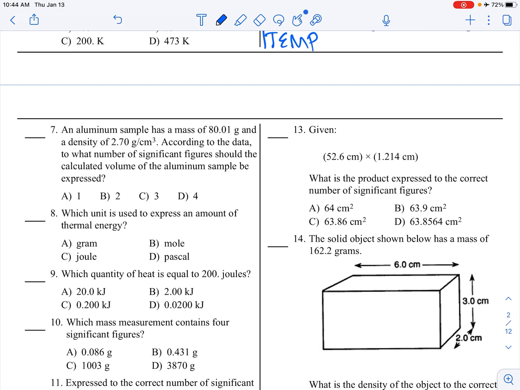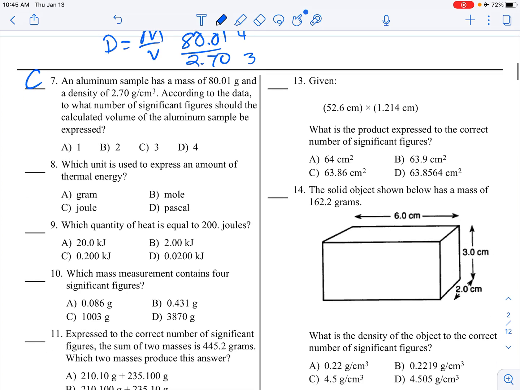Number 7, an aluminum sample has a mass of 80.01 grams and a density of 2.70 grams per centimeter cubed. According to the data, which we don't seem to care what the answer is, what number of sig figs should be in the answer? Density is mass over volume. Mass is 80.01 and this is 2.70, and notice this is 4 sig figs. This is 3 sig figs. When you divide, your answer should be rounded to the fewest number of total sig figs, which is 3. So that's why it's choice C.